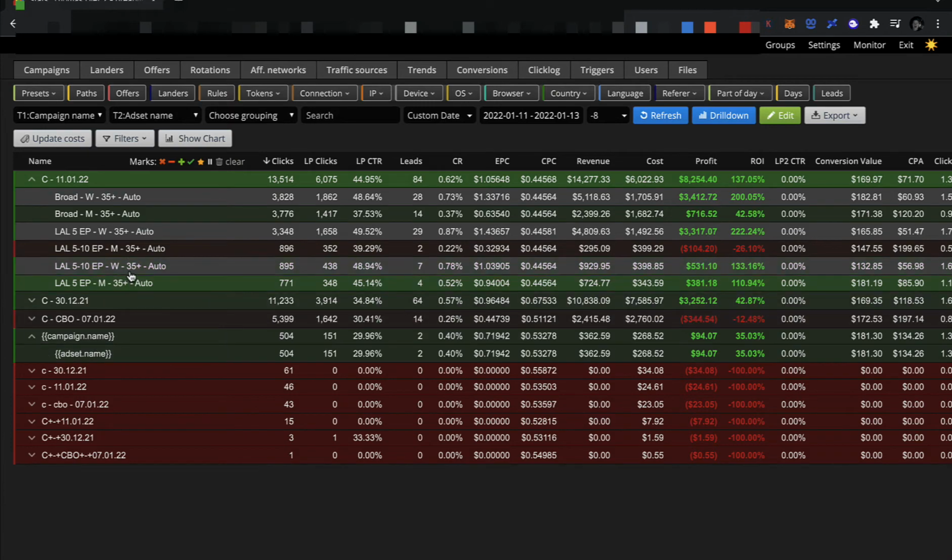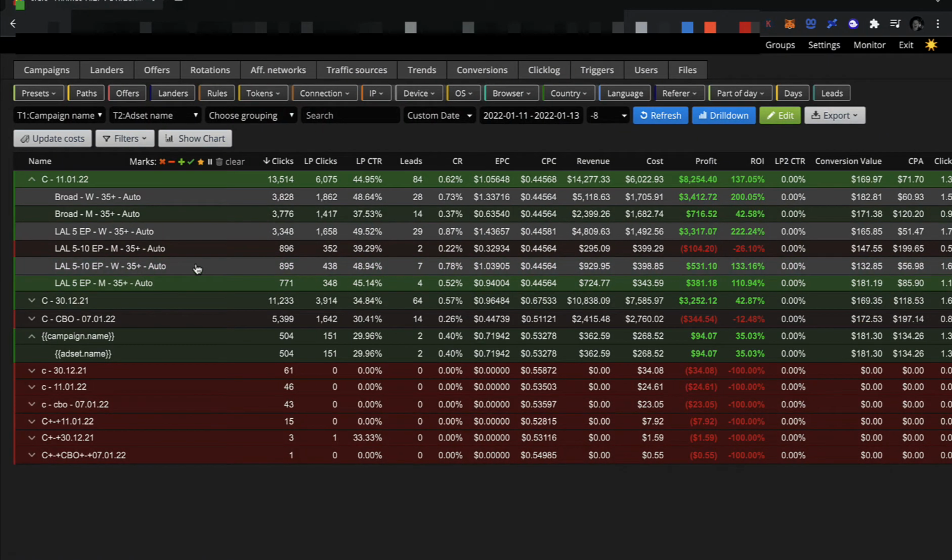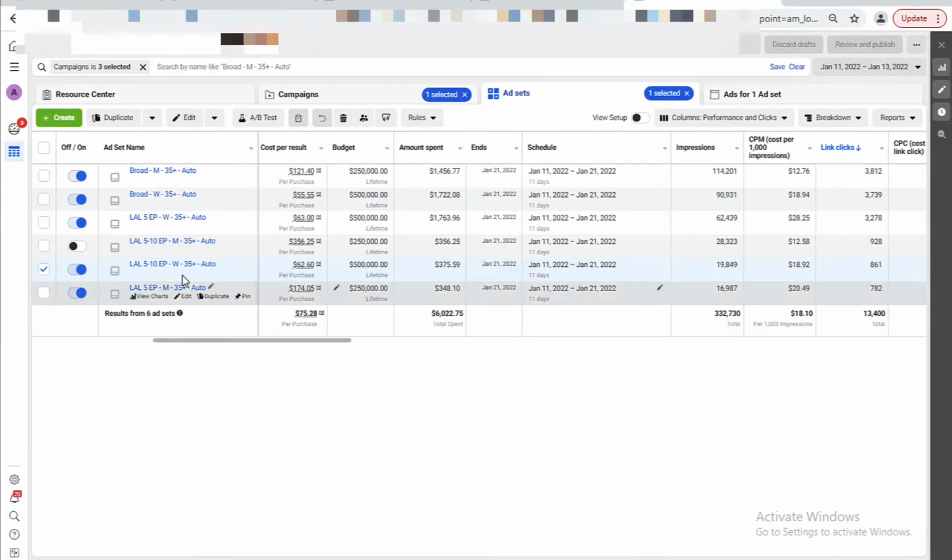Okay. LAL 510 women, let's again go get the ad spend first. LAL 510 women has spent 375 and made 929. And look, 398 has been accounted for, so we're $20 over. So that's doing well. Not as many conversions as these two, but still pretty damn good. LAL 5 men is, let's go and grab that. LAL 5 men is 348.